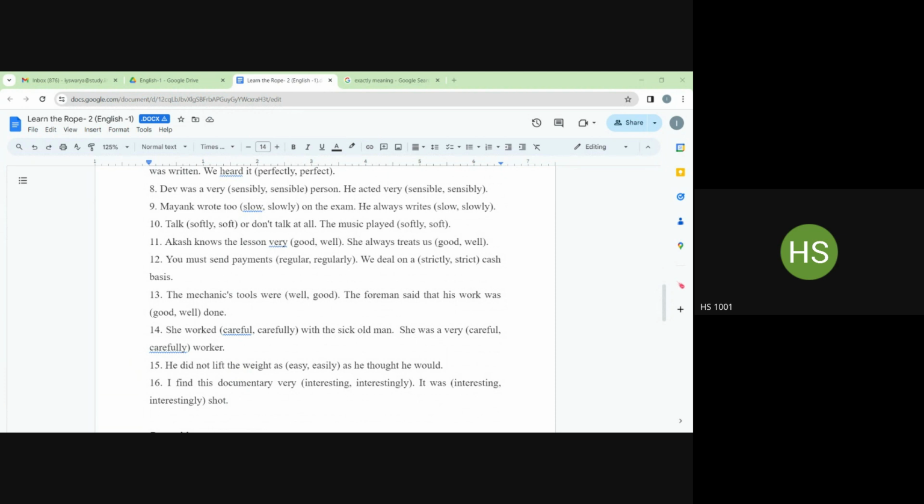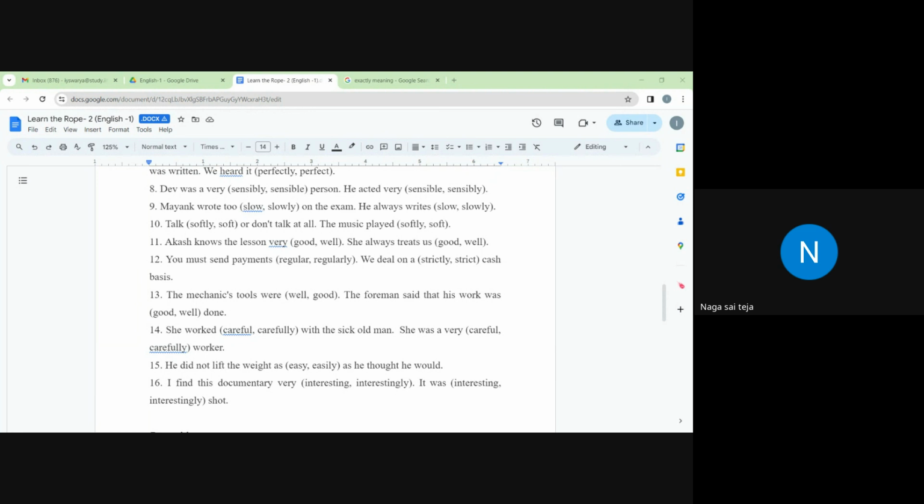Ninth one, Mayank wrote too slowly on the exam. Slowly, right? Wrote too slowly. This is again about how did he write. So the choice has to be slowly. He always writes slowly. This is similar to the question Prithvi was asking, do I choose neat or neatly? So, he always writes slowly, right? That has to be the answer. Now, next one.